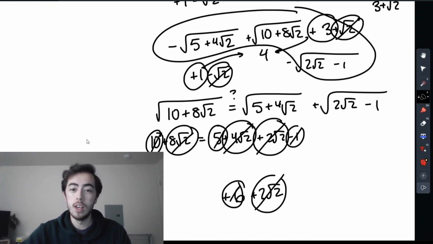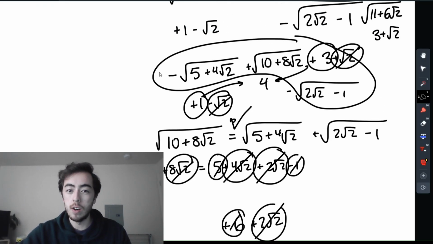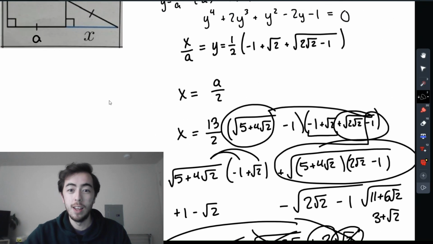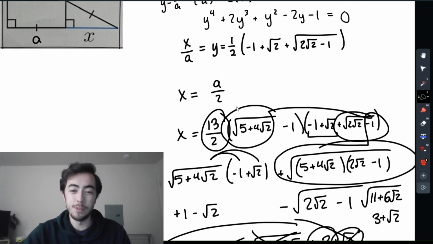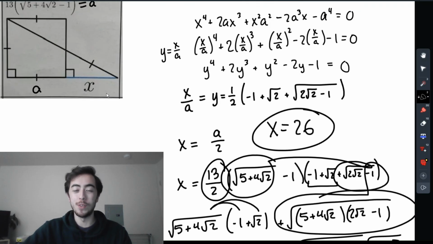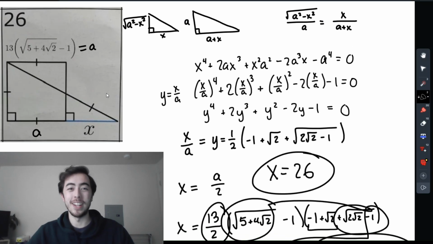Everything cancels. These things are equal to each other. So in here, they all zero out. So we're only left with the number 4. And then finally, we can do 4 times 13 halves, and we get 26. Wow, what a crazy problem. I don't know if there's a better way to do it, but this is the way that I found.